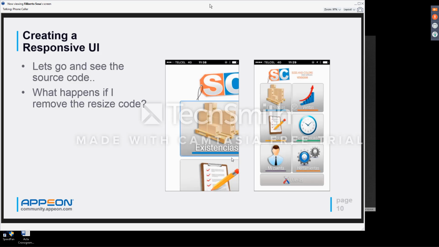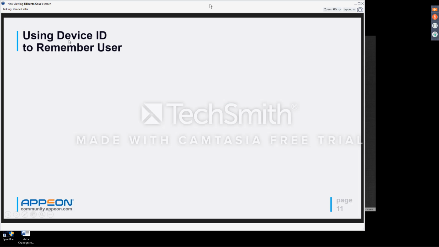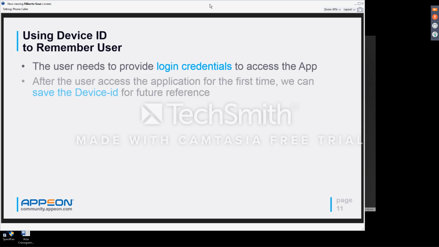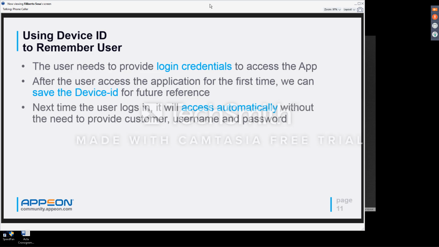Okay, so now I'm going to show you also using a device ID to remember the user. As I told you, in every application, the user needs to provide login credentials to access the application. So after the user accesses the application for the first time, we can save the device ID for future reference. Appion provides workarounds, and it has a class, so we can get all the device information. The next time the user logs in, it will access automatically without the need to provide the username and password.